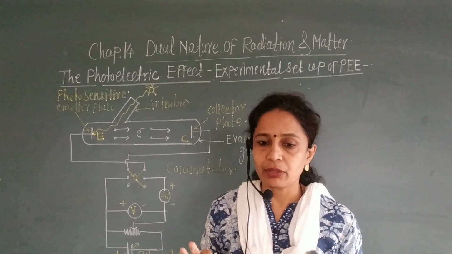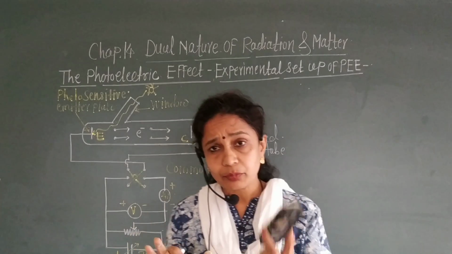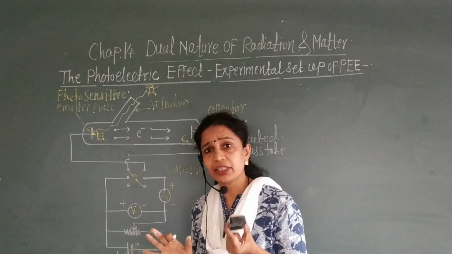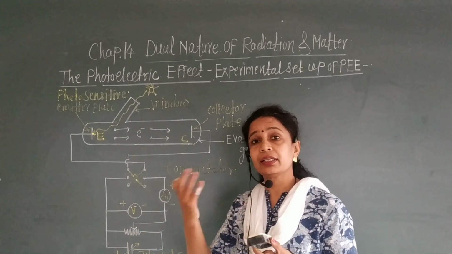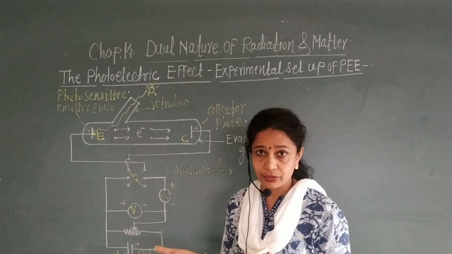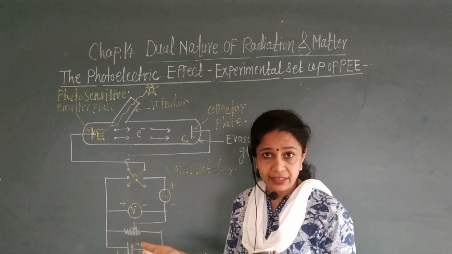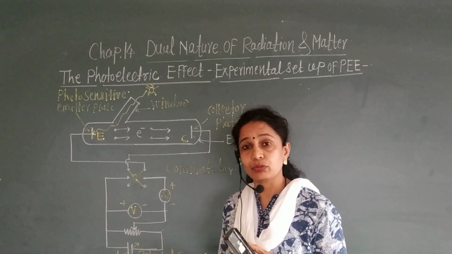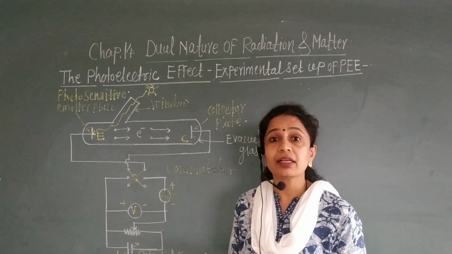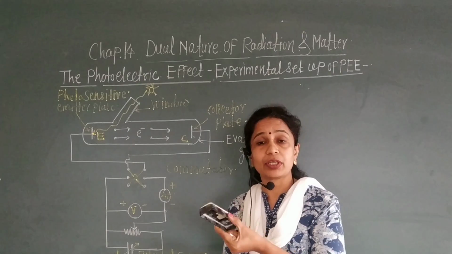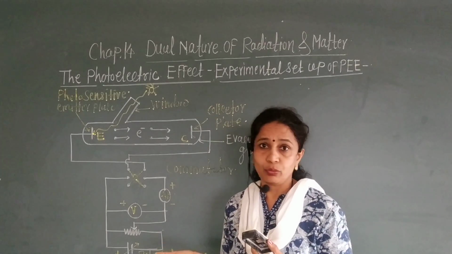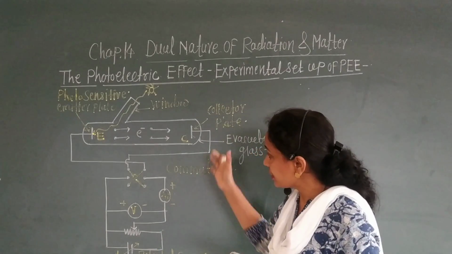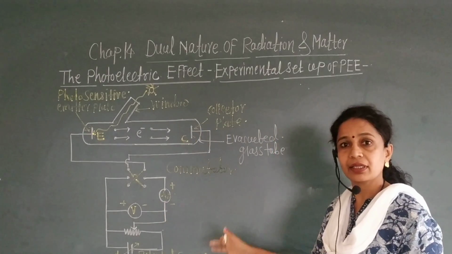Therefore, when the anode potential is positive, the electrons are accelerated, and when the anode potential is negative, then the electrons are retarded. Therefore, that potential is the retarding potential. Okay, this is the experimental arrangement.